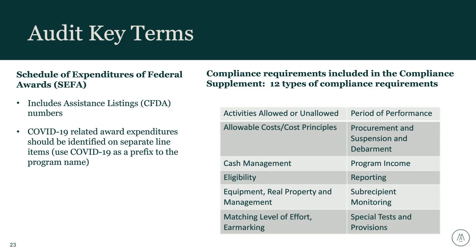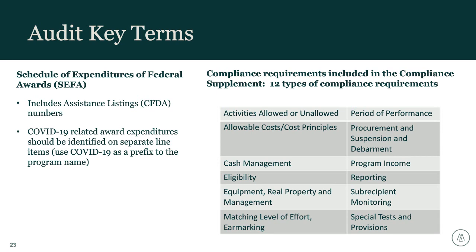So some key terms to keep in mind across the board. For those that may fall under the single audit or the program-specific audit, the schedule that would be audited is called a SEFA, or a Schedule of Expenditures of Federal Awards. And it's effectively listing all the different sources of federal funds. There's a format to it in terms of reporting what those are. There's the name of the agency, and there's a CFDA number, or an assistance listing, that identifies which agency and what program those funds are with.